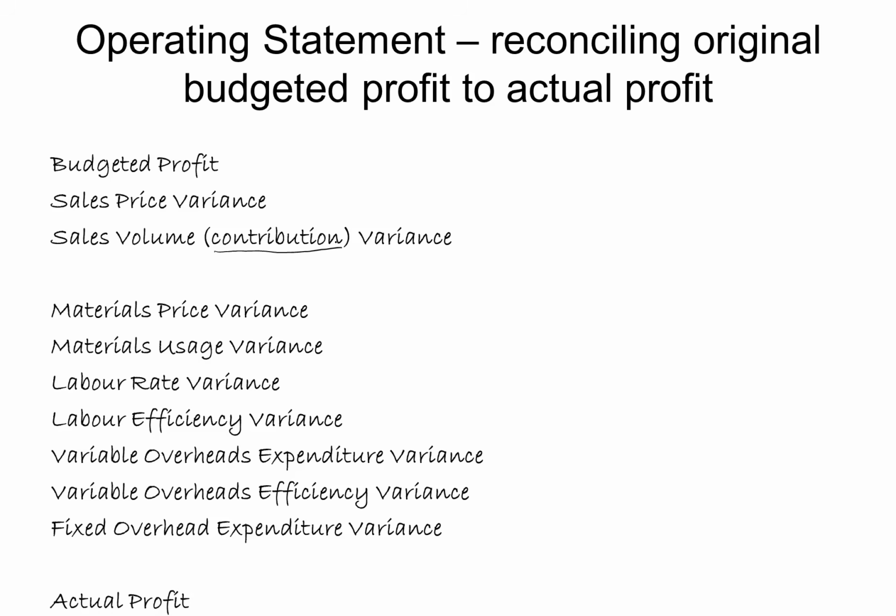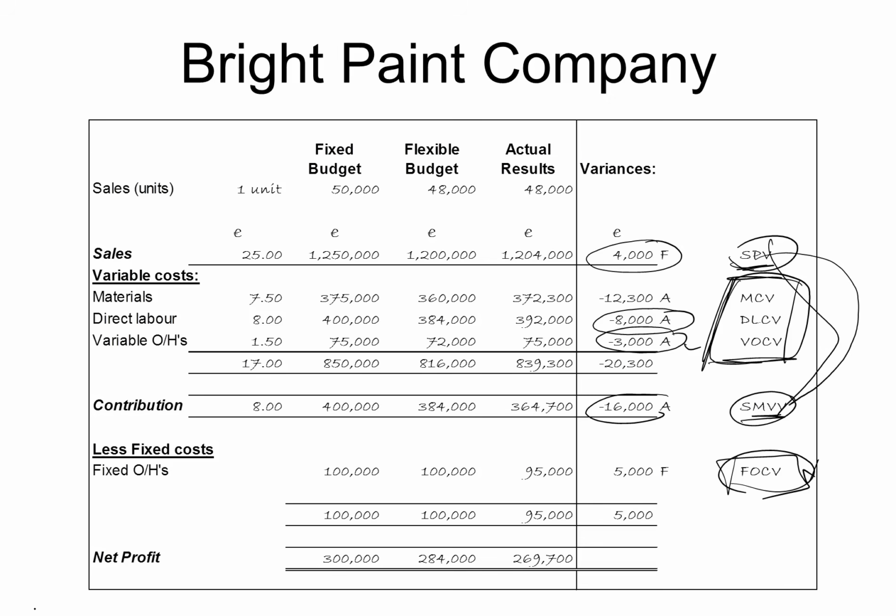Now I'm going to go back and put all the information that I already have into this reconciliation. Do remember when I'm jumping back and forward that you can pause, rewind, or play at any stage. If I go here, I can see there's the original budgeted profit, 300,000, and that's the figure I want to reconcile to the actual profit.